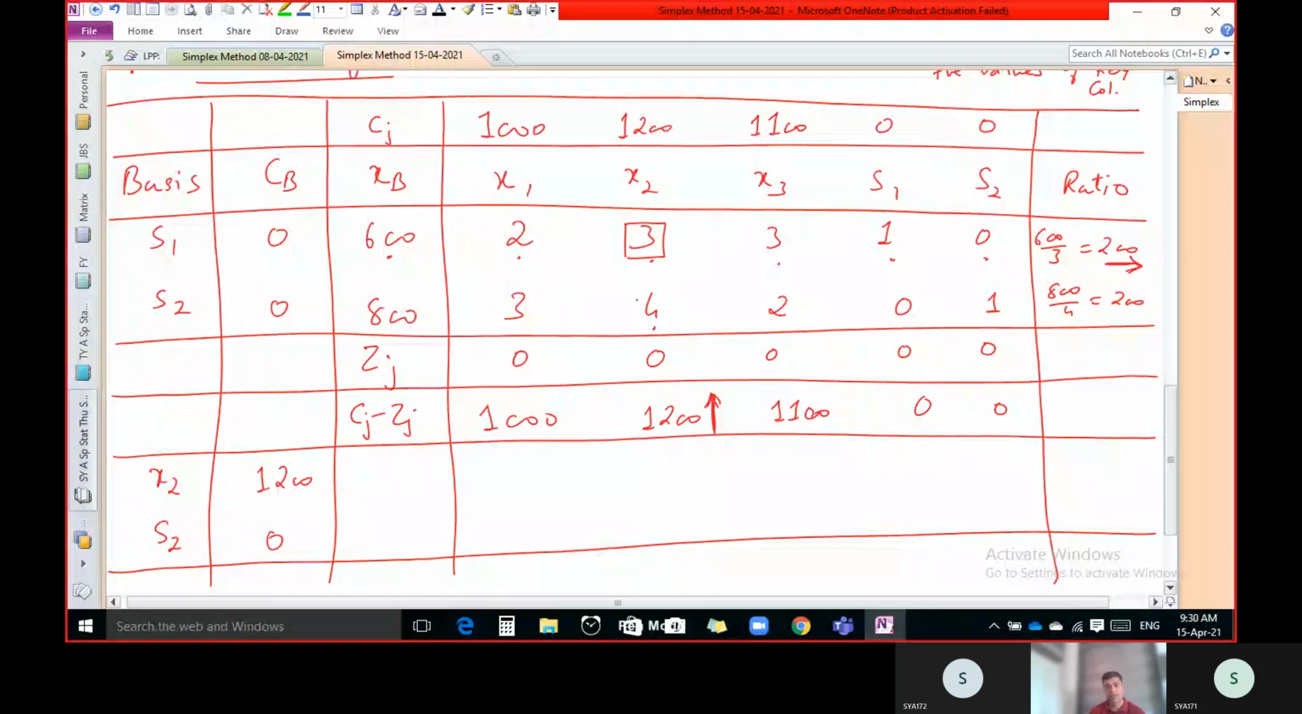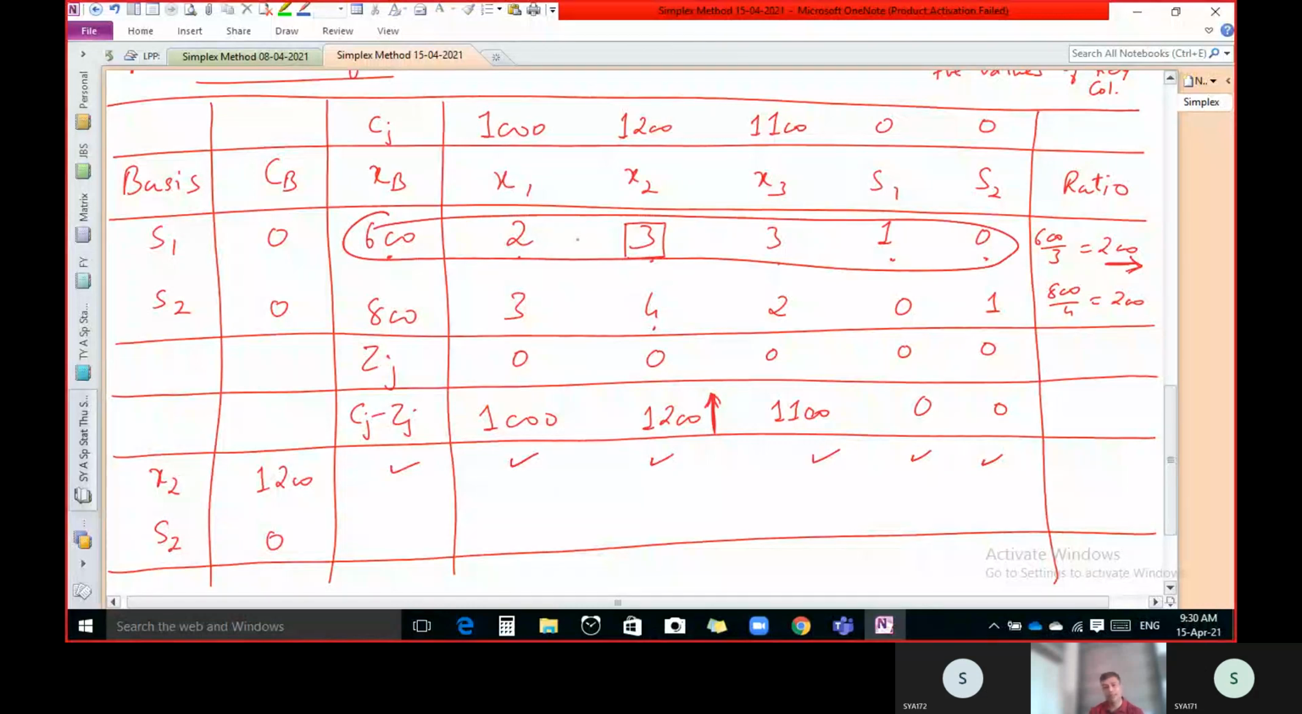Okay, right now we know that this is our key row. So the next step is to divide all the elements of the key row by the key element. Our first row is the key row right now. Because the first row is the key row, we get all these elements directly. Simply divide all these values by the key element. So divide all this by 3. We get all these numbers.